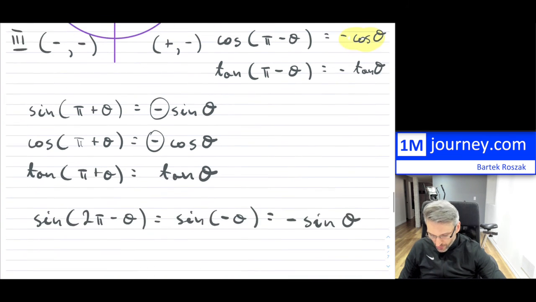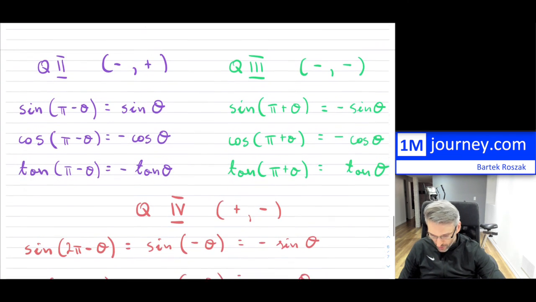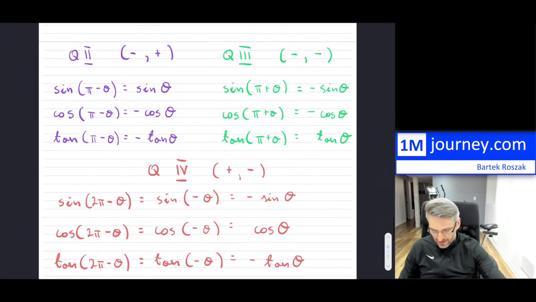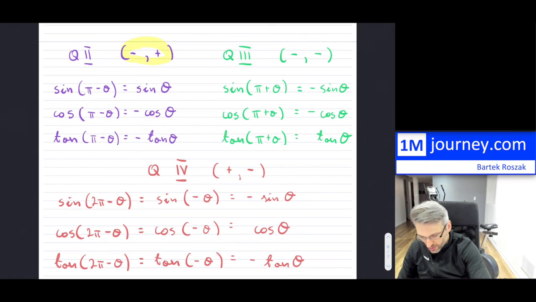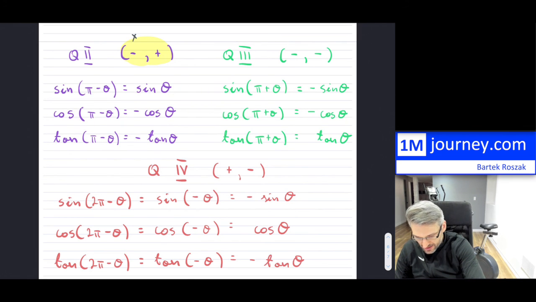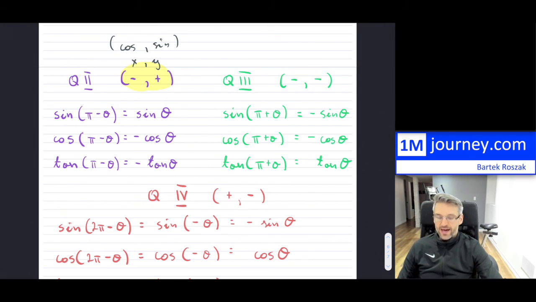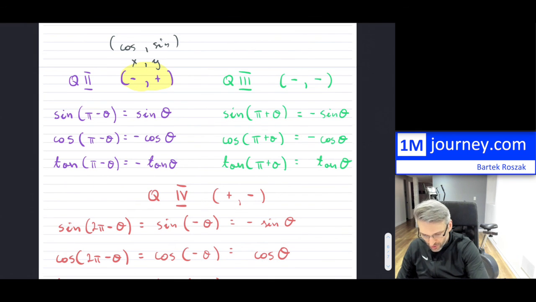So here's the summary. I kind of wrote it down before. Here are all the quadrants that we have. The key thing here is, notice what I'm using. This is the x and the y, or you can remember this is the cos and this is the sine. And then you can see that it aligns exactly with the actual.